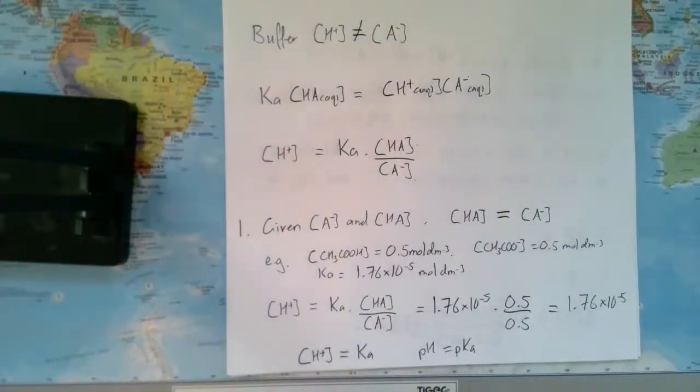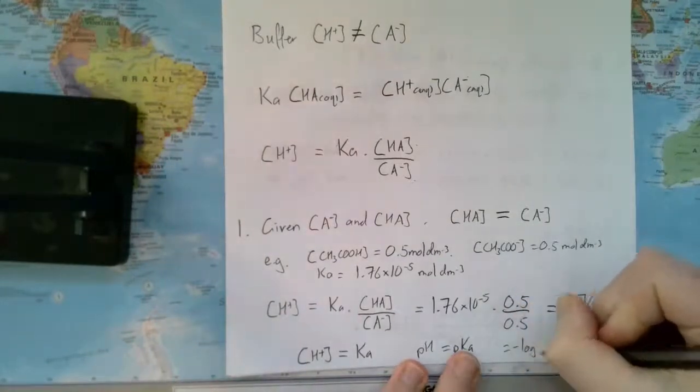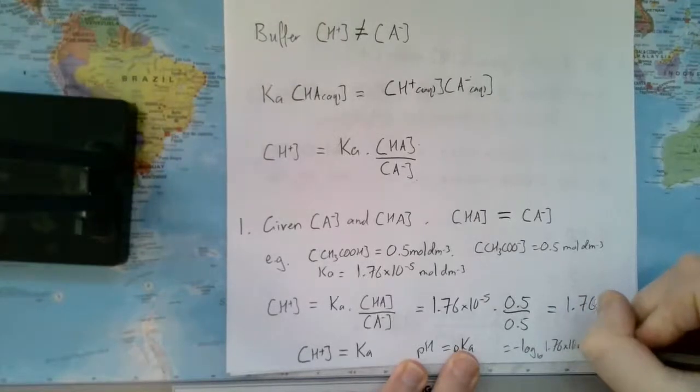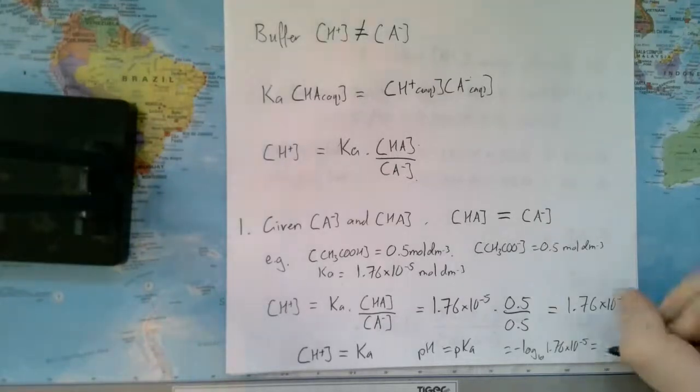Annoyingly, this is the one time your examiner hasn't given you the pKa, but you're simply going to do negative log to the base 10 of 1.76 times 10 to the negative 5, and that equals... apologies, I've just misplaced my notes... 4.75.